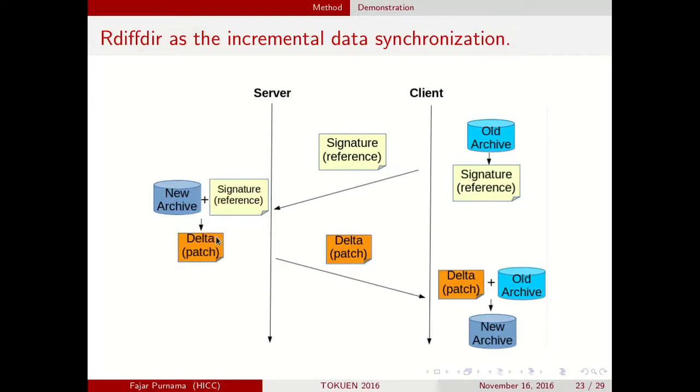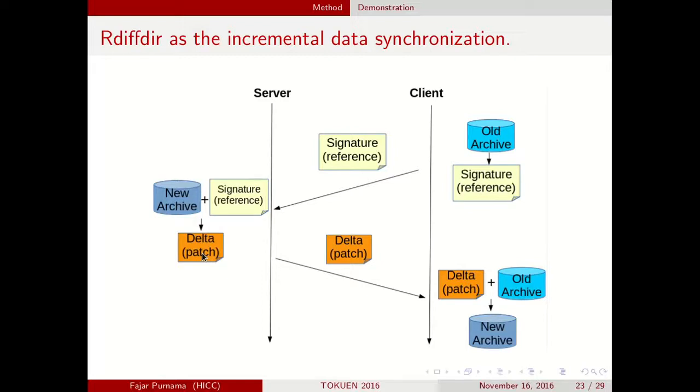In the rsync algorithm, it will first check the weak checksum of each allocation of the data in the file or archive. If it is similar, it will check with the strong checksum to verify if it's exactly identical or not. If it's identical, then leave it as it is. But if it's different, then it will regard it as new data and put it into the delta.